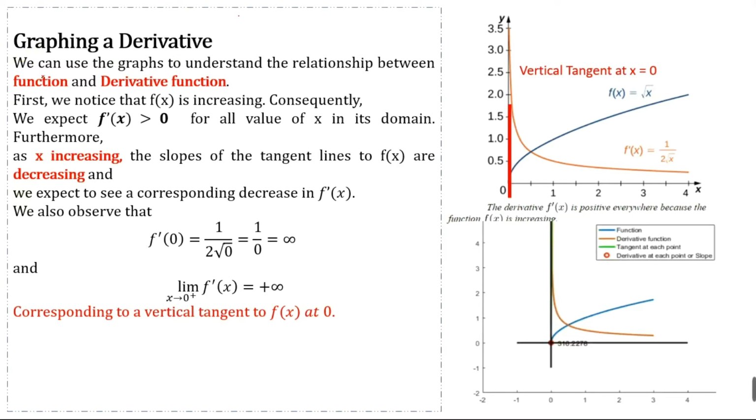Graphing a derivative. We can use the graphs to understand the relationship between a function and its derivative function. Here we have a graph of our function, that is the square root of x, and this is the graph of a derivative function, that is 1 divided by 2 square root of x.